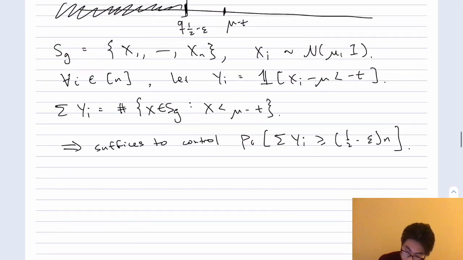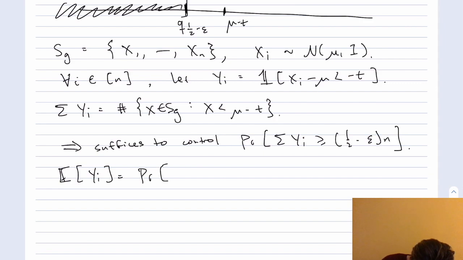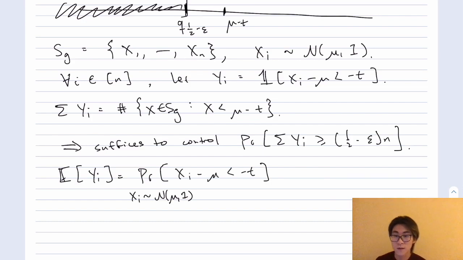So first of all, as I said, the yi's are independent Bernoullis. And moreover, the expectation of yi is simply the probability that, when xi is drawn from a Gaussian with mean mu and variance 1, xi minus mu is less than minus t. But if x is a draw from a Gaussian with mean mu and variance 1, then of course xi minus mu is just a standard normal Gaussian. And so this is simply the probability that a standard normal Gaussian is less than minus t, which is simply the CDF of a standard normal Gaussian at minus t. Okay?